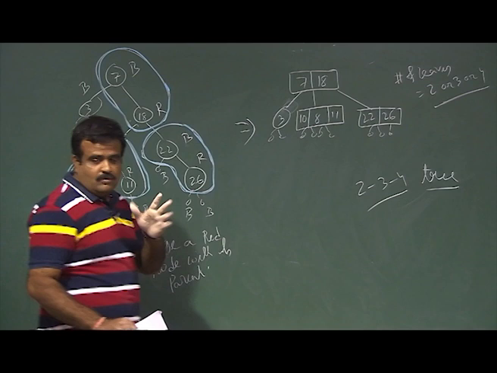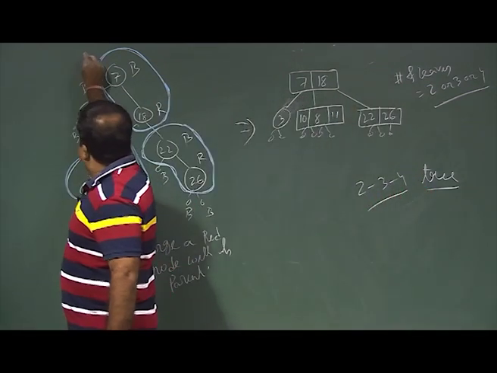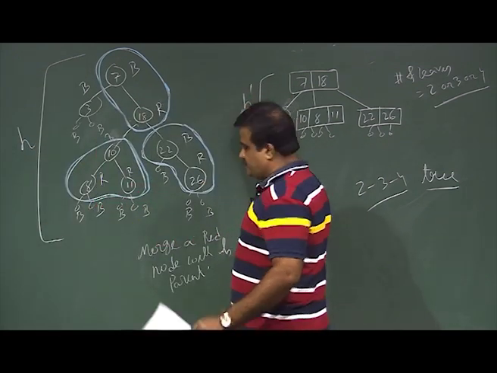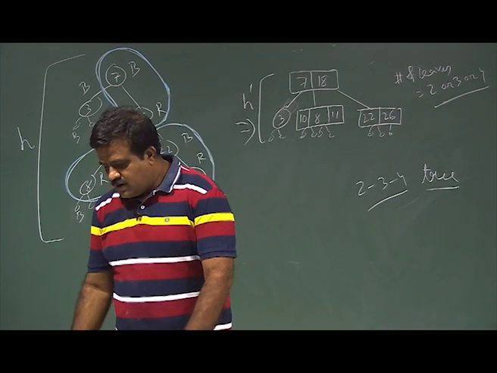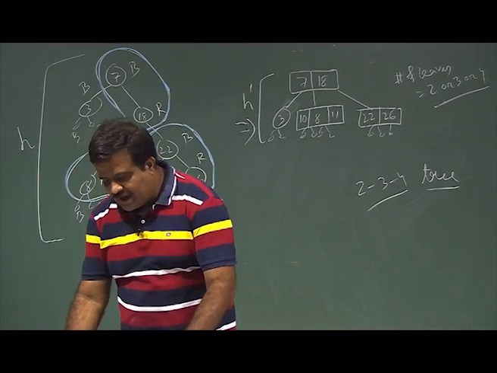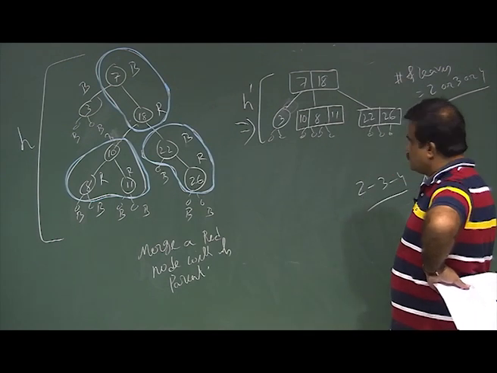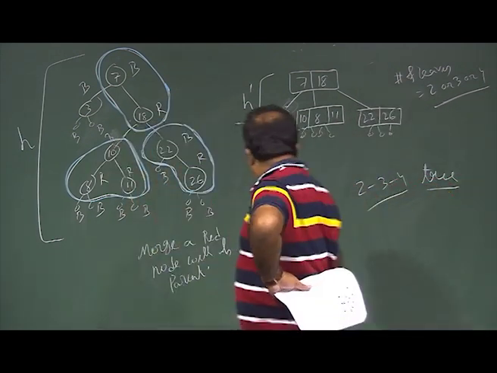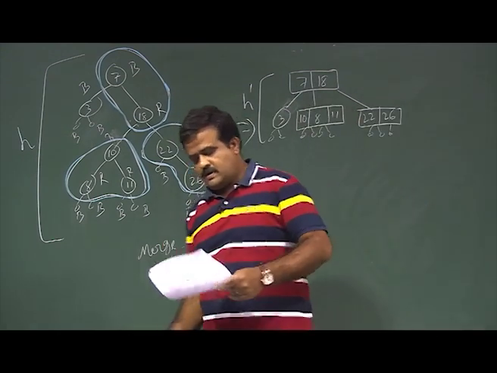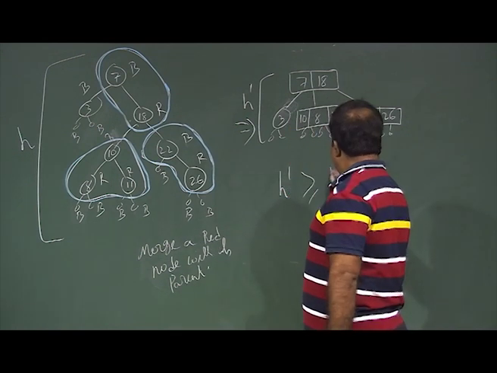Okay. Now we want to talk about height of this tree. So what is the height of this tree? Suppose height of this tree is h, and height of this tree is say h prime. Now what can we say about the relationship between h and h prime? Can you say h prime is greater than or equal to h by 2?